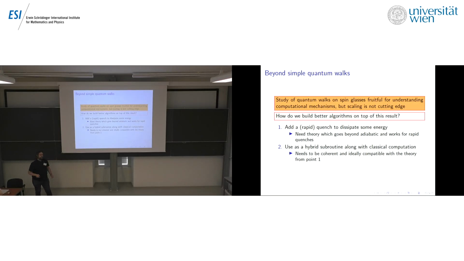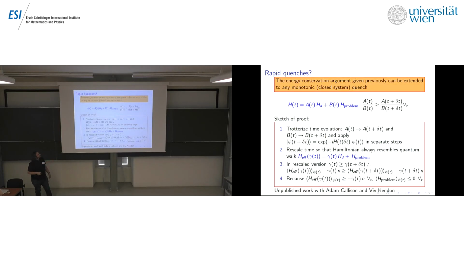So what we can do is say, what if, instead of just doing a quantum walk, we add a rapid quench at the beginning. So do something like adiabatic, but before we get into the spin glass regime, we just stop and turn it off and don't bother with that region where we know there's going to be exponentially small gaps and other badness. And then the other thing we could try, which I'll cover a little bit, is to use it as a subroutine along with classical computation. But first, let's talk about these rapid quenches and what we saw numerically when we did that.